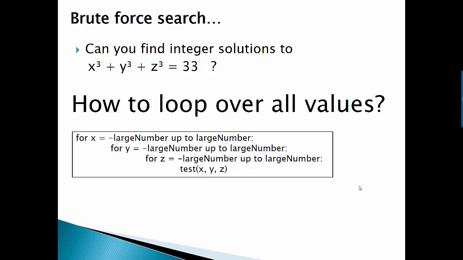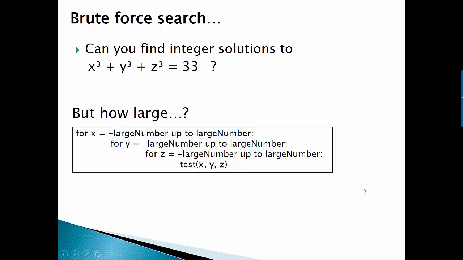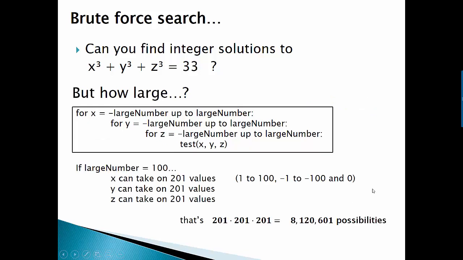So let's start thinking about the size of the search space for a minute. How large should our large number be? So if the large number is 100, then each of these variables is going to loop over 201 values. The reason why 201 is because it's going to go from negative 100 up to negative 1, and then it'll hit 0, and then it'll go from 1 to 100.